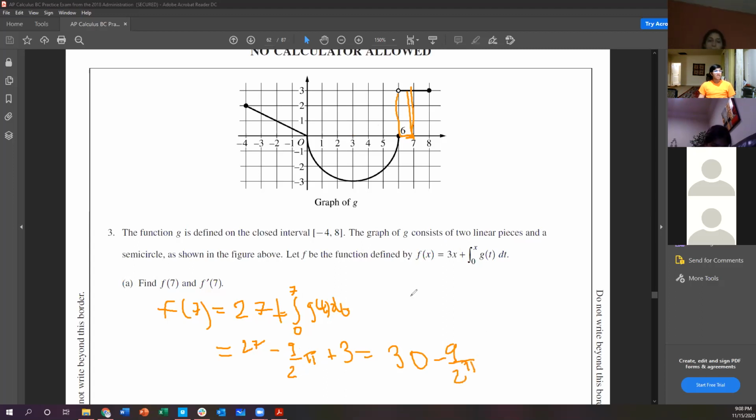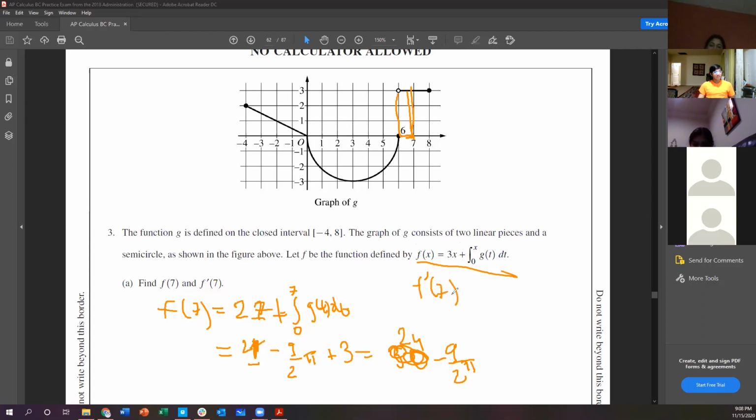That's f of 7. Now, what about f prime of 7? Hold up, MG, how did you get 27 initially? Oh, 21. I'm sorry. That's a 21, correct? Because it's f of x equals 3x plus 0. Okay, I got 21. Okay, you got 21. I'm sorry about that. And that would have been 24. I think so. Yeah, 24. Okay. So now let's figure out f prime of 7.